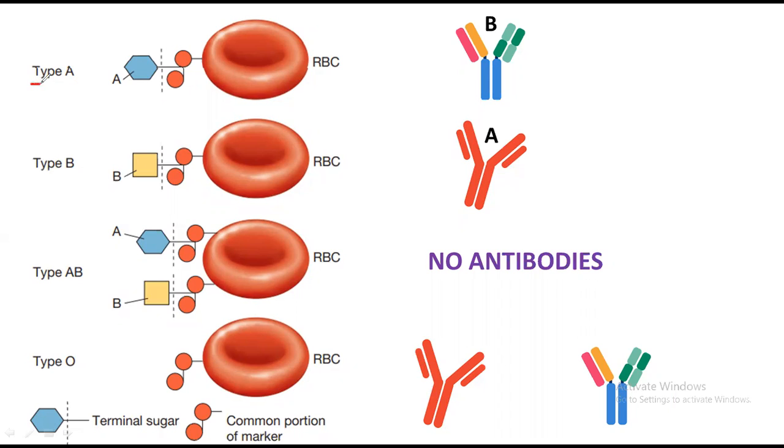So if he is given type A blood group, or if he's given type B blood group, he cannot produce any antibodies against it, so he is a universal acceptor. And type O is the universal donor, okay, because he is not having any type of antigen.